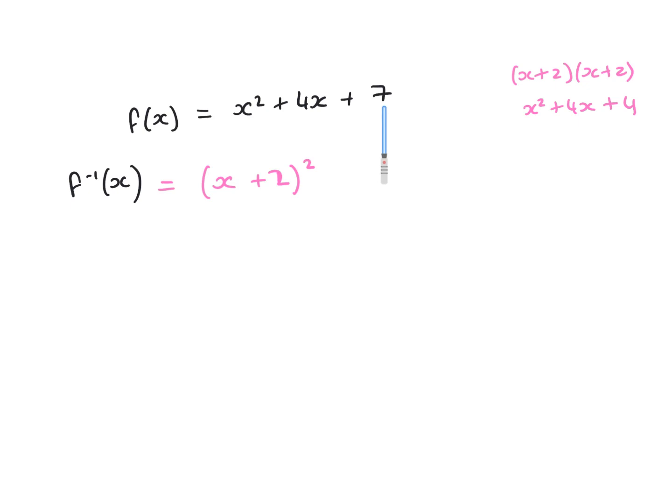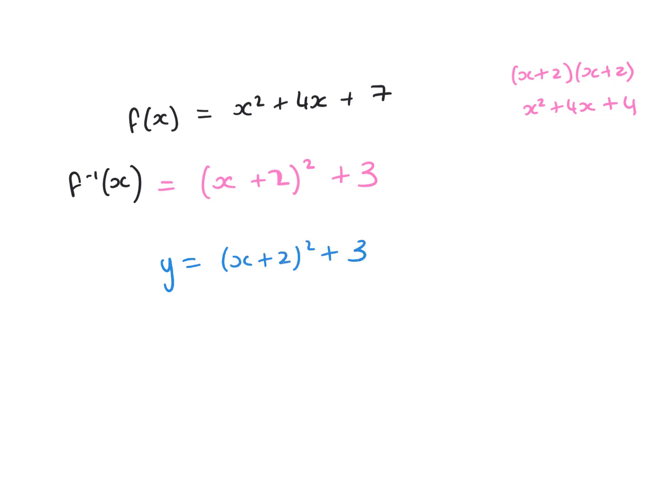However, I have plus 7, so what do I need to do to x plus 2 squared? Again, from 4 to 7, I need to add 3. This is in completed the square form because I have a square number plus a constant. I have another video that discusses this in greater detail. So for now, this is what we'll do. We're then going to say y equals x plus 2 squared plus 3.